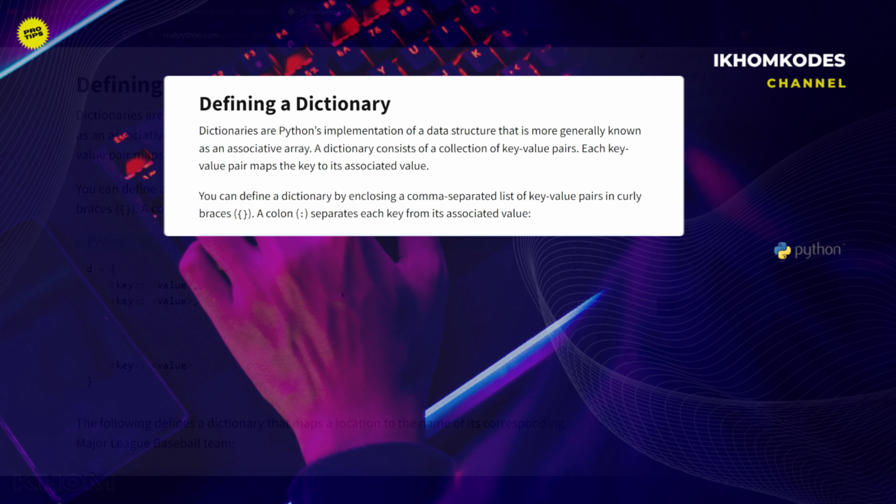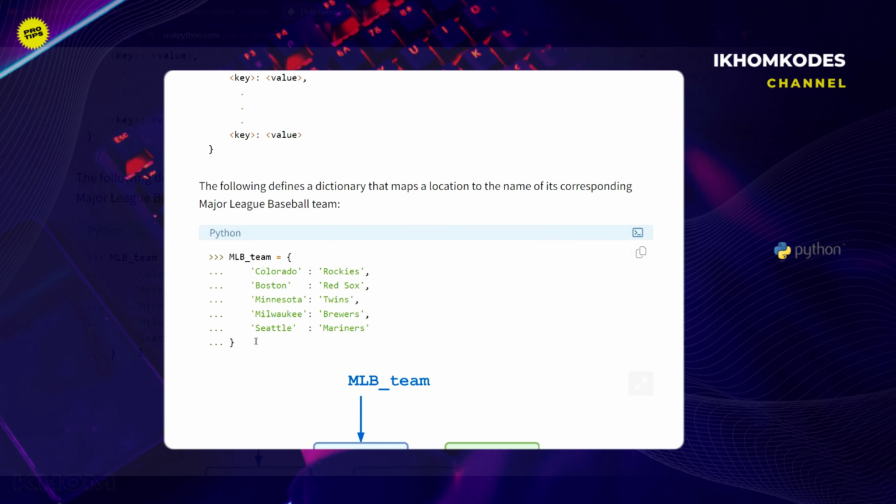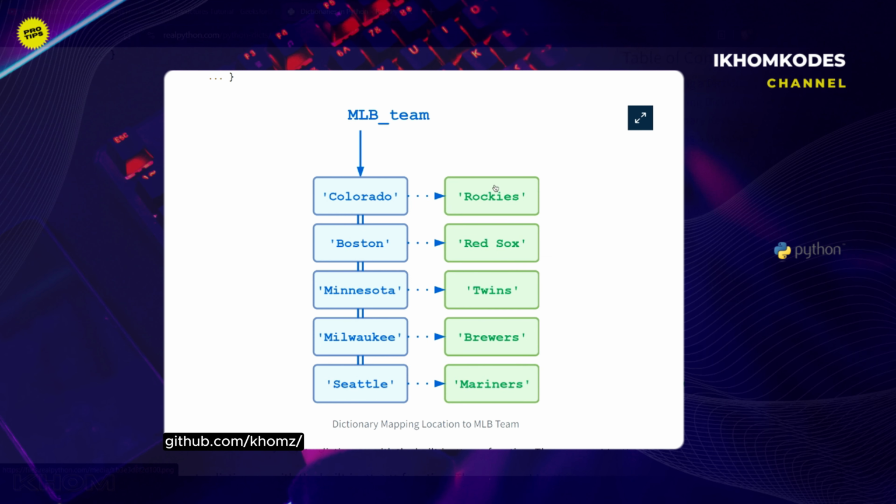You can define a dictionary by enclosing a comma-separated list of key-value pairs in curly braces. A colon separates each key from its associated value. For example, this is the syntax of a dictionary, right? D is equal to key-value pairs, separated by colon.